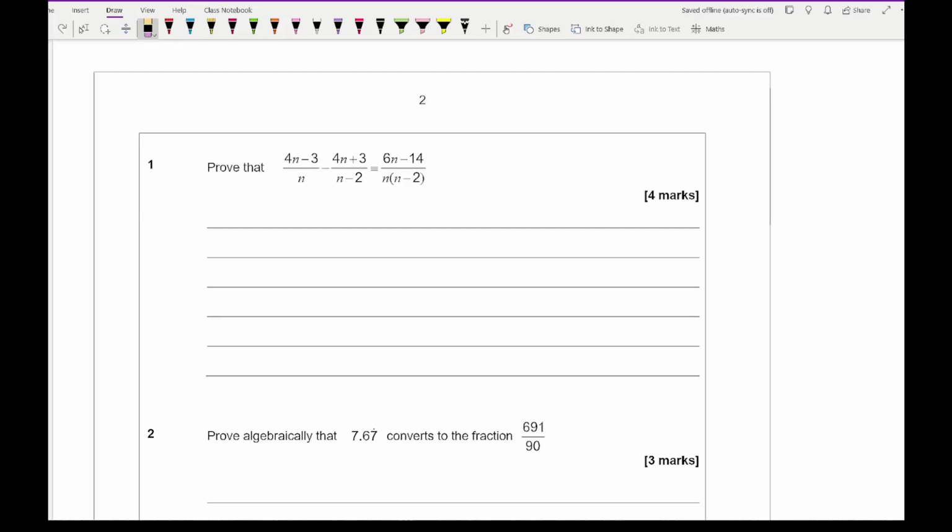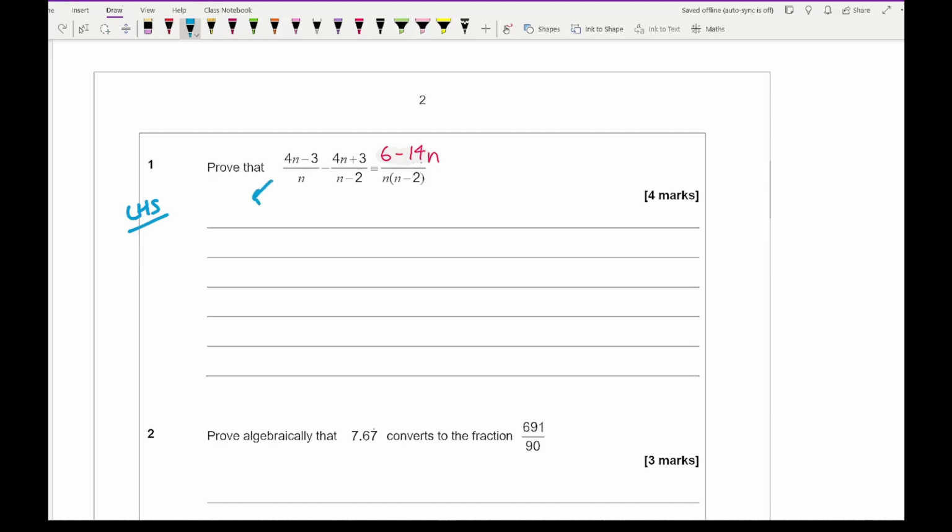Now for question 1, there is an error in the question. This numerator is actually incorrect and should be written as 6 minus 14n. So a little correction there. Looking at this, what we need to do is show that the left hand side equals the right hand side. So if I take that left hand side, I want to have a common denominator and write these as a single fraction.